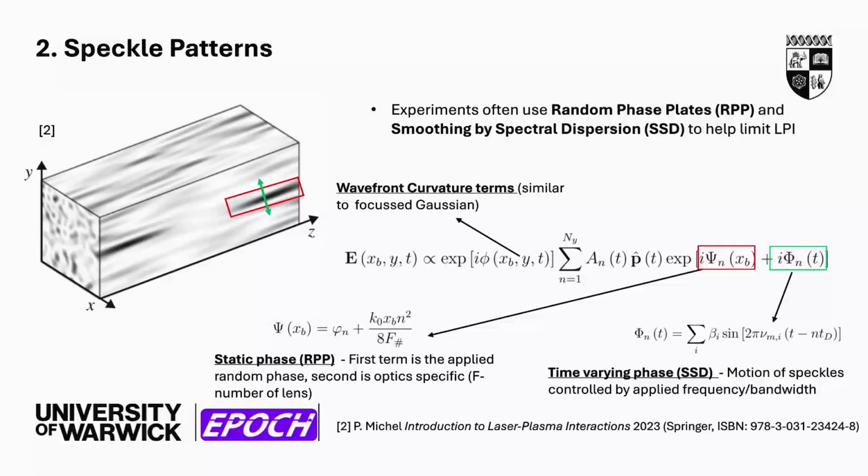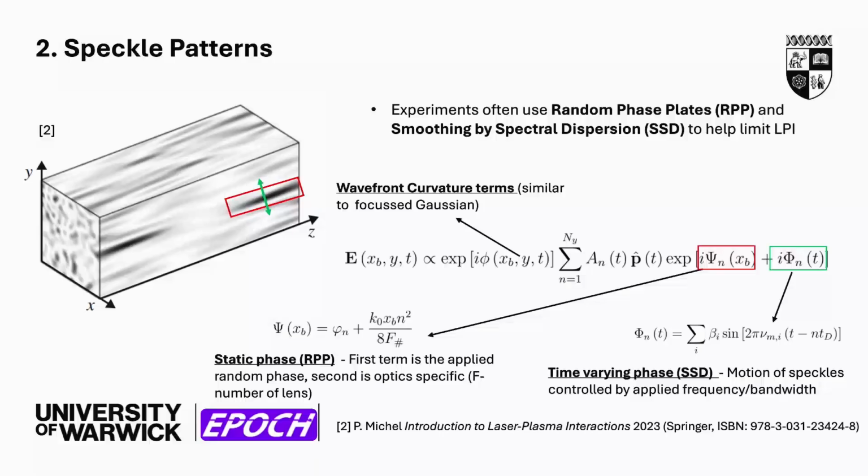What happens is you end up with these regions where you have long, thin parts with varying intensity, and you can apply something called smoothing by spectral dispersion (SSD) to try and help mitigate some of this LPI. So your LPI grow on a certain time scale related to their growth rate. If you can essentially wobble the speckle up and down at a certain time, you can help detune this instability.